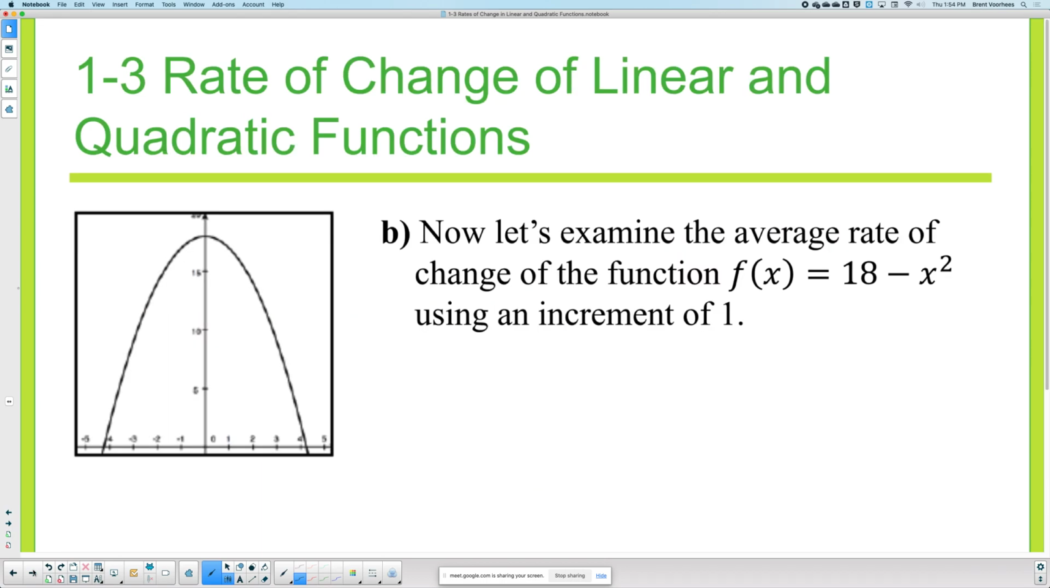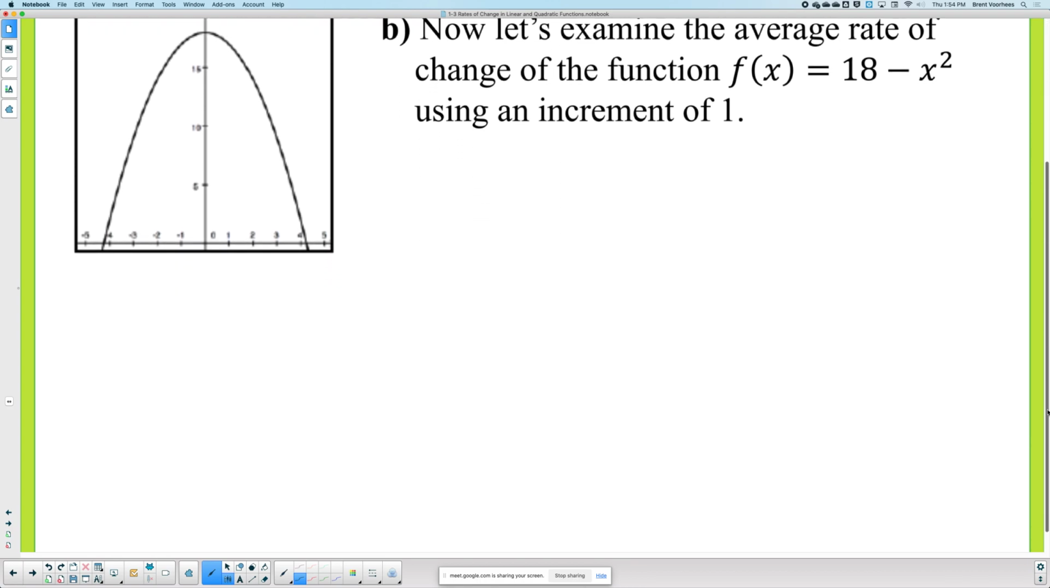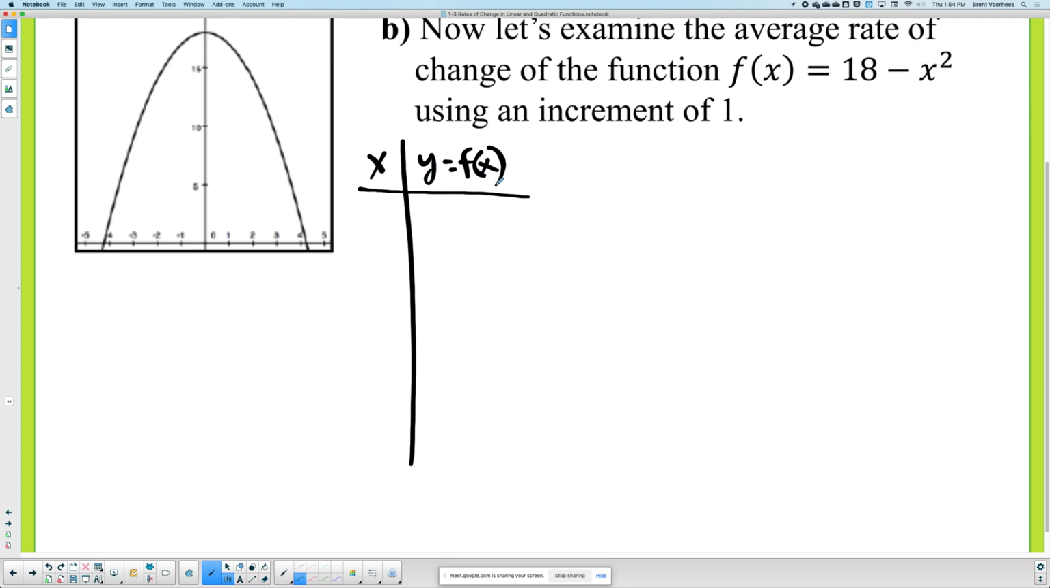Until we need to use a calculator, I won't. I think we're still good here without a calculator. Well, let's try this problem. So we're going to have your x column, your y equals f of x column. You could just put f of x if you wanted. Technically, if you're going to change it to a y, you need to state what y is. And since this is AP, I'm going to be technical with you.